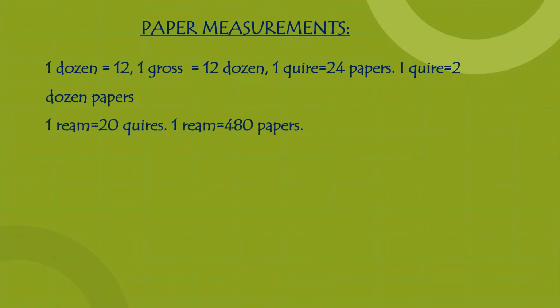1 ream is equal to 20 quires. Now remember, 1 quire is how much? 1 quire is equal to 24 papers. That means if 1 ream, then it will be equal to 20 quire. Means 20 into 24, you can imagine. It will be equal to 480 papers. Okay. So this is also very important.